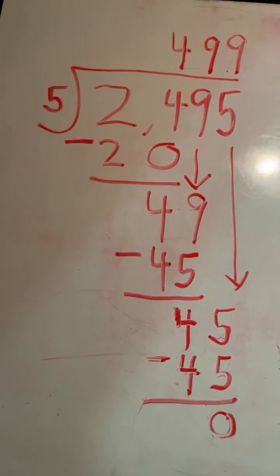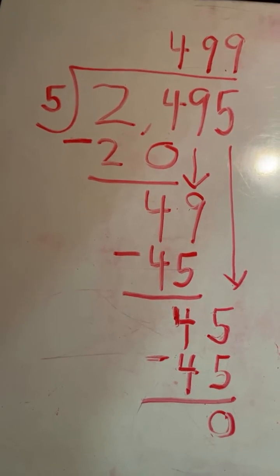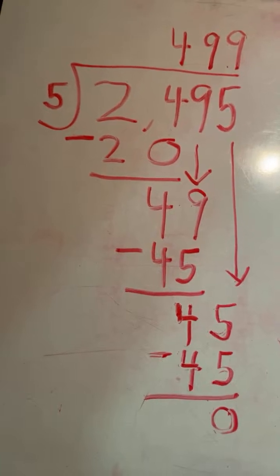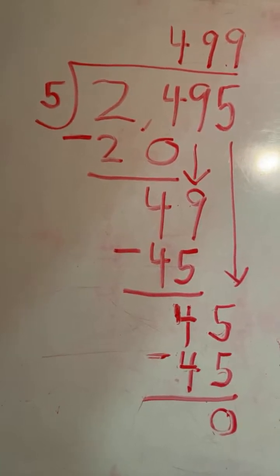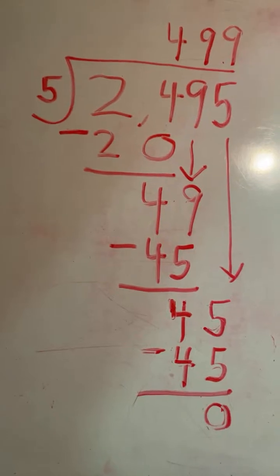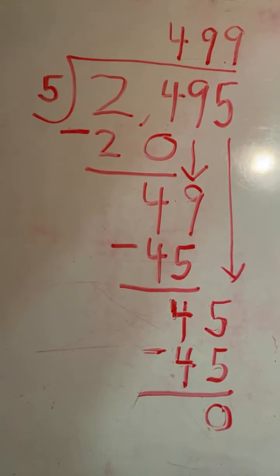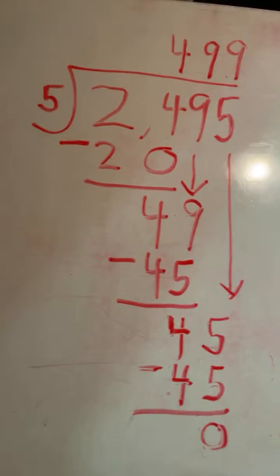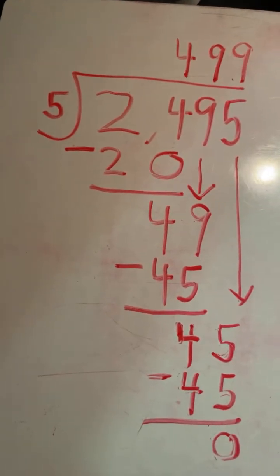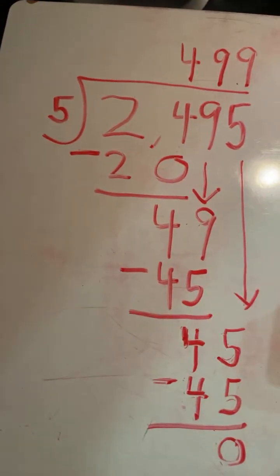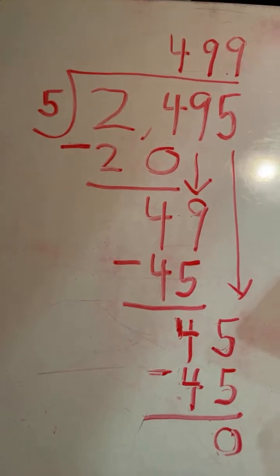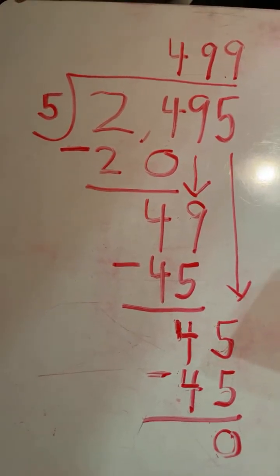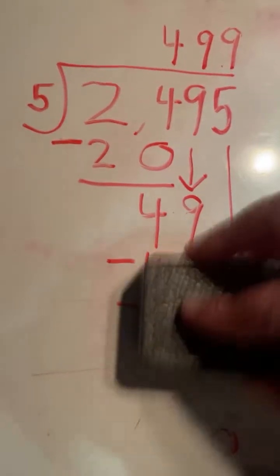2,495 divided by 5 equals 499. All right, stay tuned for the final example problem of the video. 2,495 divided by 5 equals 499. Remember that, let that resonate. All right, next problem. The final example problem of the video.